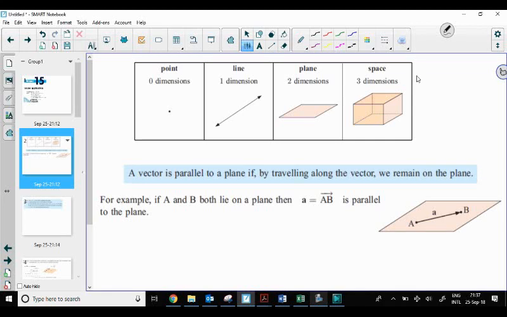All right, we say that a vector is parallel to a plane if we remain on the plane when traveling along the vector. I would just say that the vector is on a plane or in a plane. It means the vector doesn't stick through the plane and point out of it somehow. There's no angle between that vector and the plane, or if there was such an angle, it would be 0.